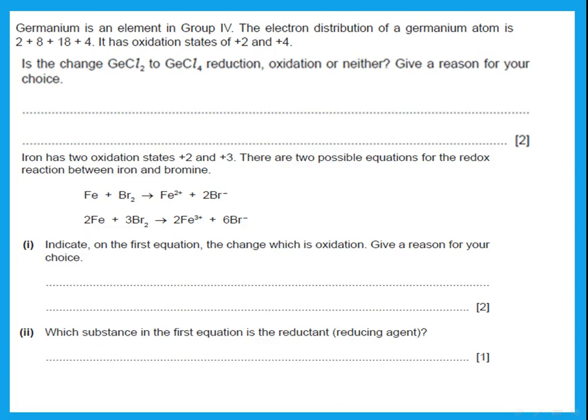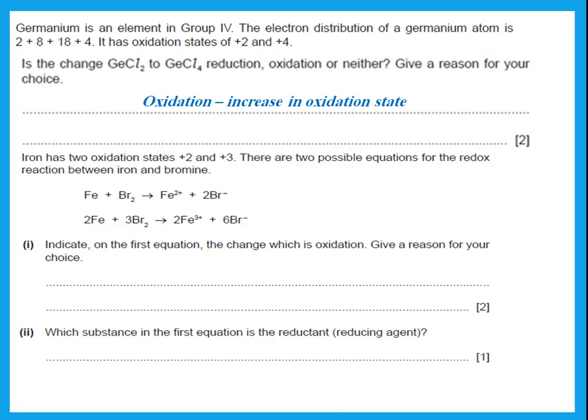So if I'm changing from Ge2+ to Ge4+, what is happening to the oxidation number? It's changing from +2 to +4, so that is increasing. So that is oxidation. Why is it oxidation? Because it is an increase in oxidation state. When you answer these questions, make sure that you answer all the parts. He's saying give a reason for your choice, so don't forget to give him a reason.